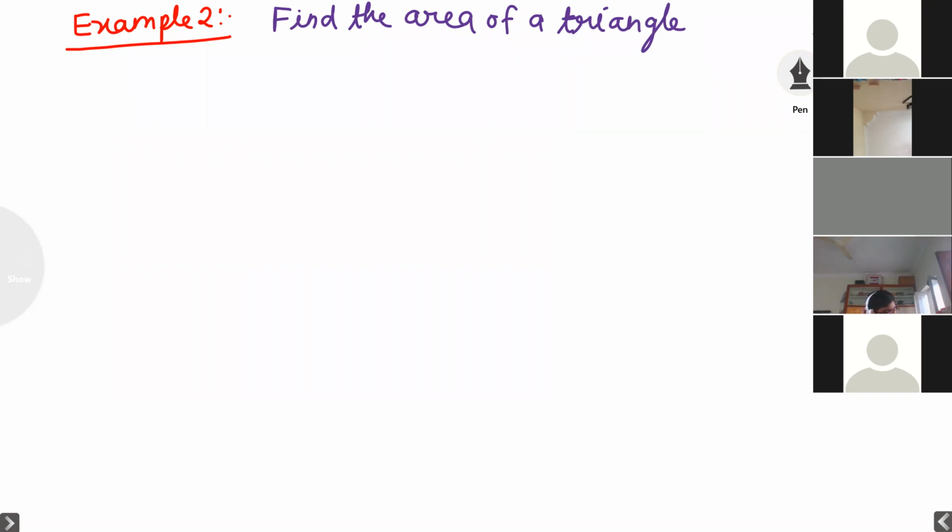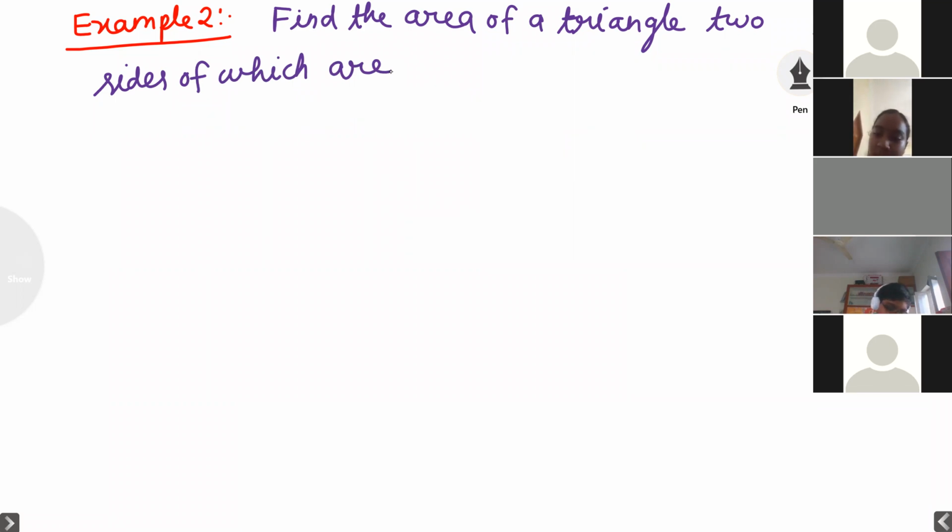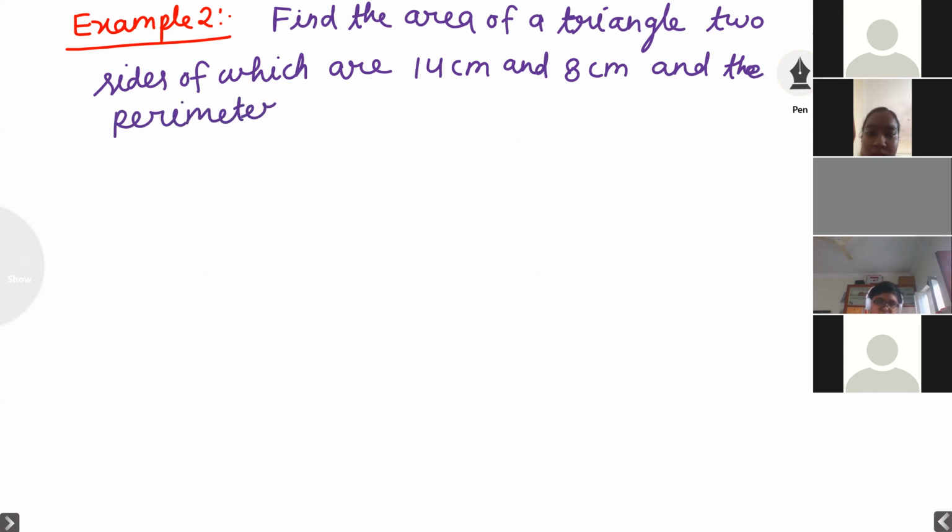two sides of which are 14 centimeter and 8 centimeter, and the perimeter is 40 centimeter.